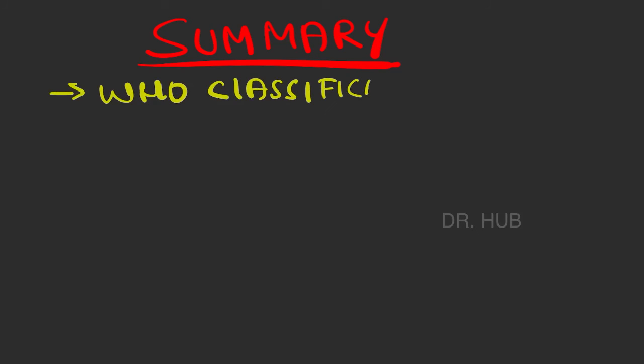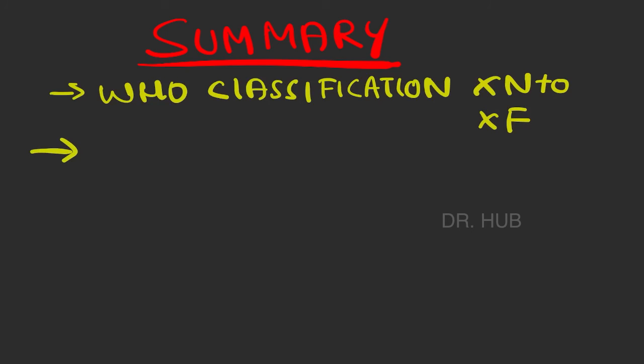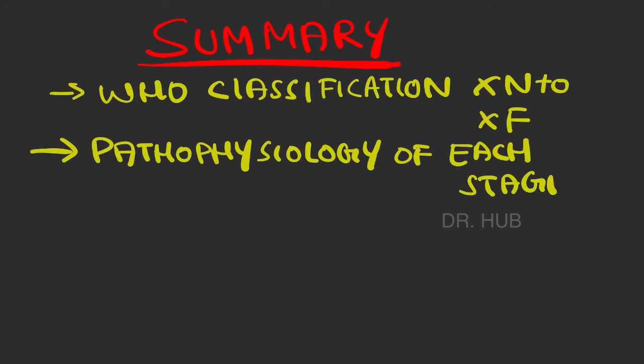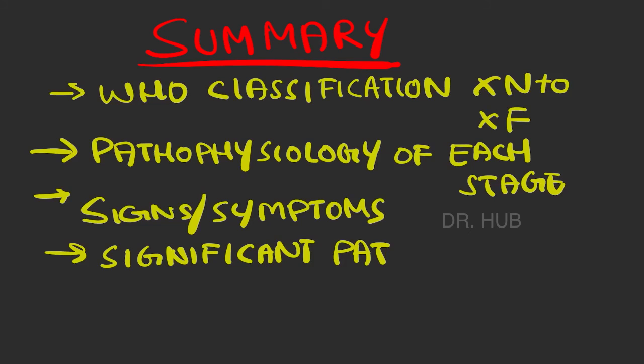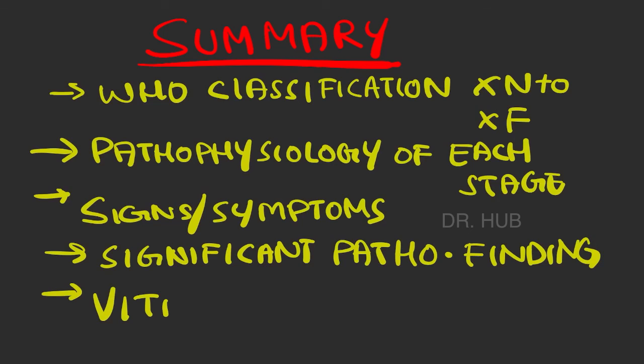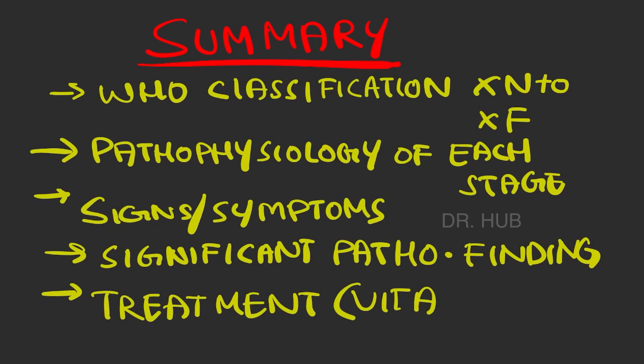Now looking at the summary, we spoke about the WHO classification, that is from XN to XF. Next, we also spoke about the pathophysiology of each stage involved. Next, we spoke about the signs and symptoms. Next, we also spoke about the significant pathological finding, that is the Bitot spots. And then finally, we spoke about the treatment aspect, that is vitamin A supplements in the form of retinol palmitate.